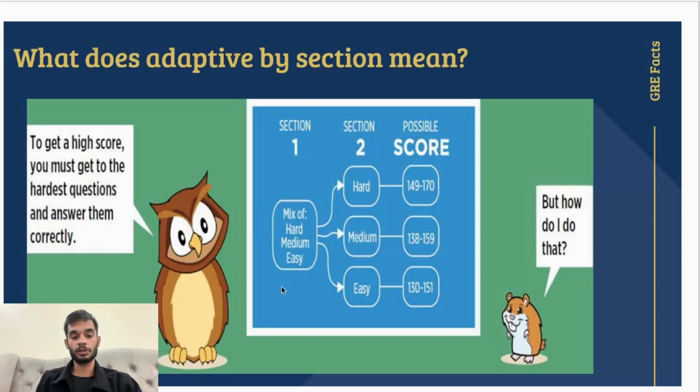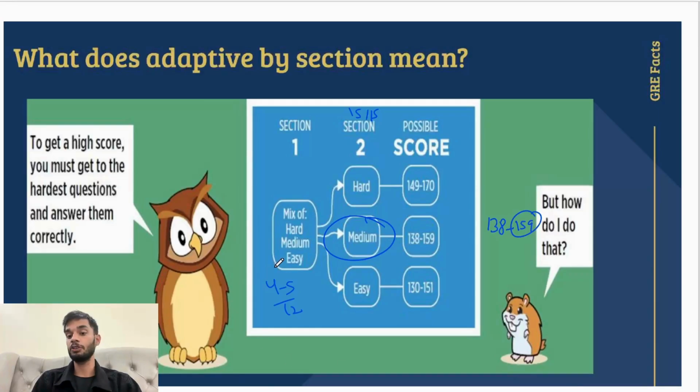Let's say someone gets only 4 or 5 questions out of 12 correct. Now the second section he'll face is medium. A medium section means his score range will be set so that he gets at least 138, and the maximum he can achieve is 159. That means even if he gets all 15 out of 15 correct in the second section, the maximum he'll be able to score is 159 only. He cannot score 170; he most probably cannot go past 159. This is the problem when you face a medium section.